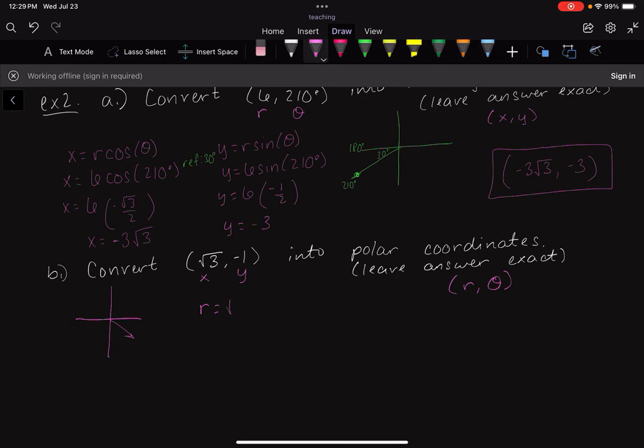So r is the square root of x squared plus y squared. So I'm plugging in all my stuff. I get the square root of 3 squared plus negative 1 squared. The square root of 3 squared is just 3. 1 squared is just 1. So I get the square root of 4, which is 2. So my r is 2.